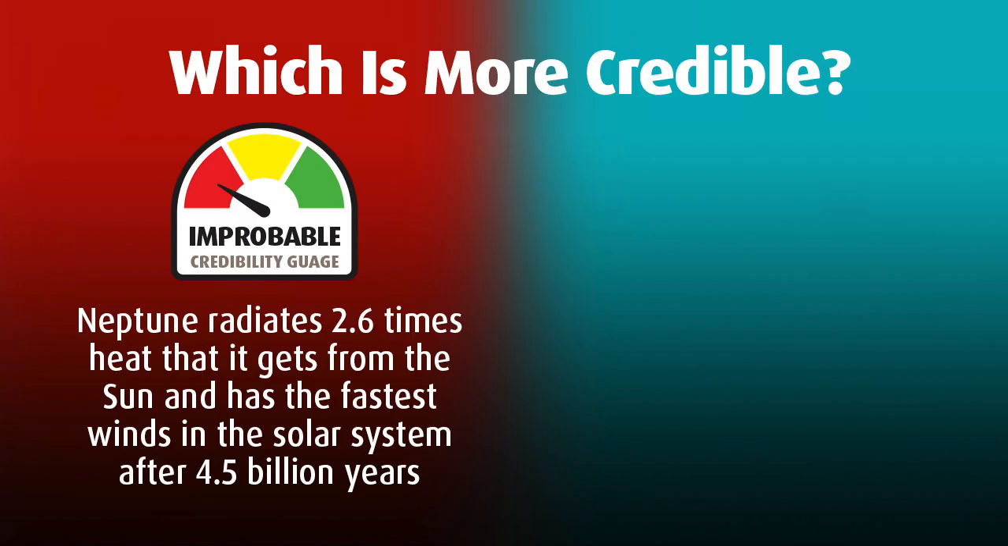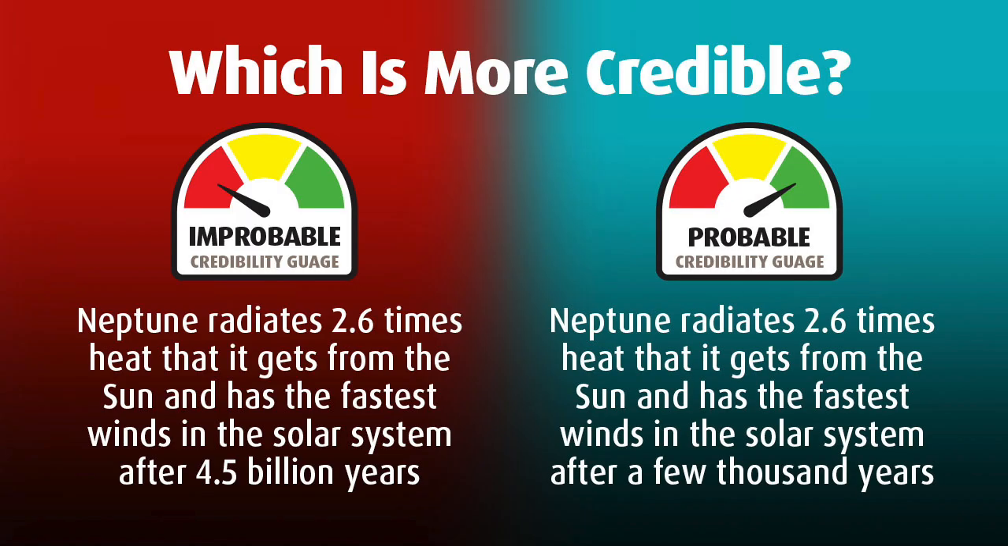So which is more credible? Neptune radiates 2.6 times the heat it gets from the sun and has the fastest winds in the solar system after 4.5 billion years? Or Neptune radiates 2.6 times the heat it gets from the sun and has the fastest winds in the solar system after a few thousand years.